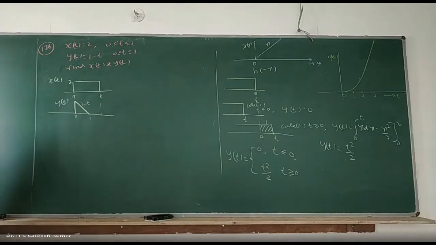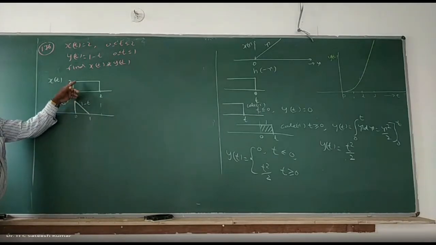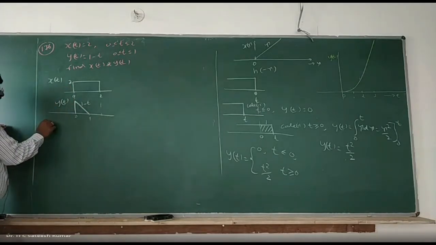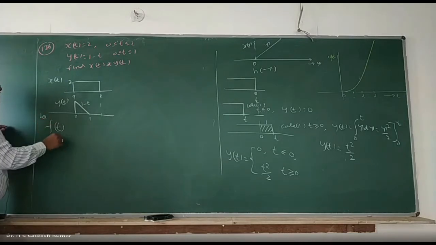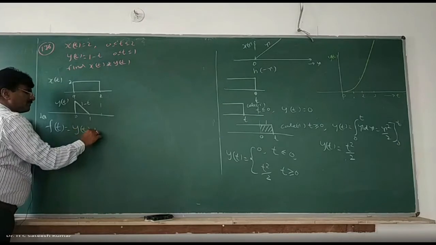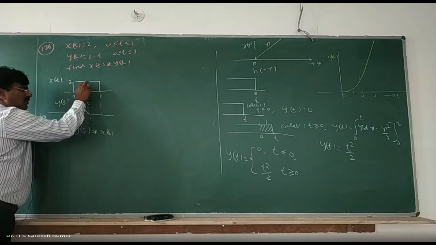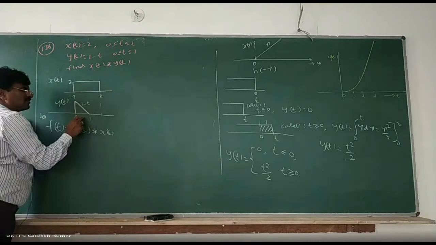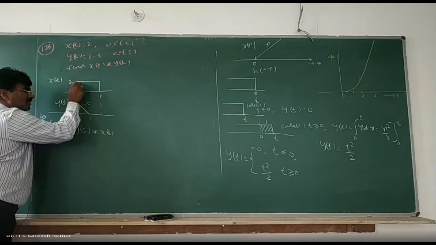Which one do you want to shift? Whenever the time dependent is there, don't try to shift that one. Better to shift this one. So let f of t be some other signal, f of t is equal to y of t convolution with x of t. Whichever you want to shift, you write it second. I want to shift this one, because this is time dependent. Otherwise, it becomes very complicated. Therefore, I am shifting this one.